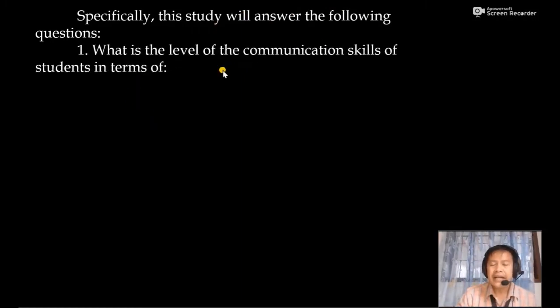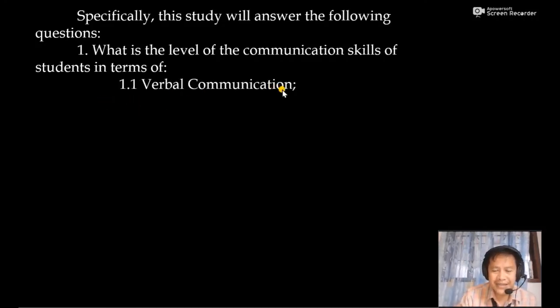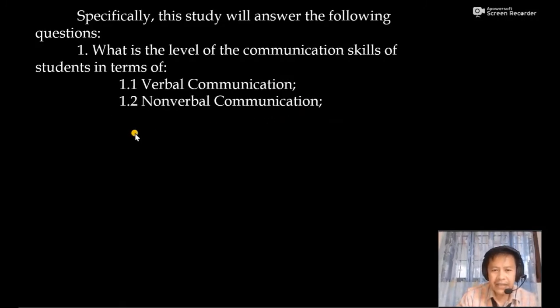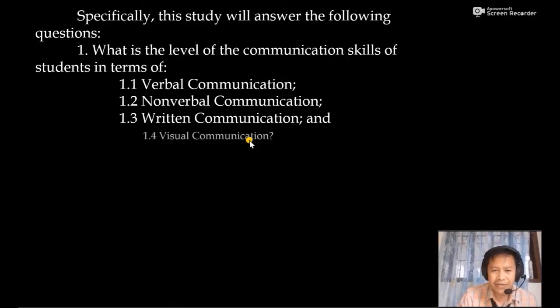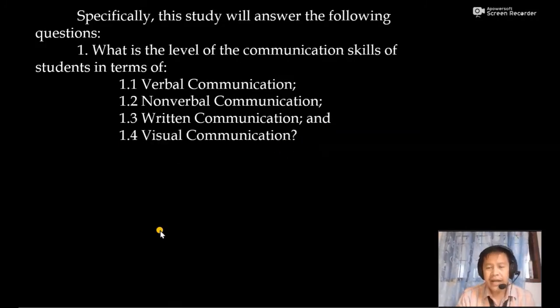Number 1. Take note, this is all about your research indicators just a while ago. What is the level of the communication skills of students in terms of, what is number 1? We have the verbal communication. Number 2 is non-verbal communication. Number 3 is written communication. And number 4 is visual communication. Now, all of the indicators that you had are already stated.